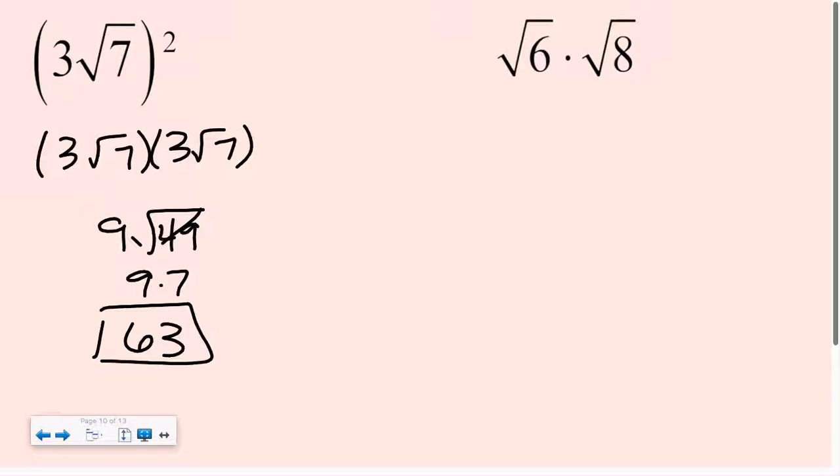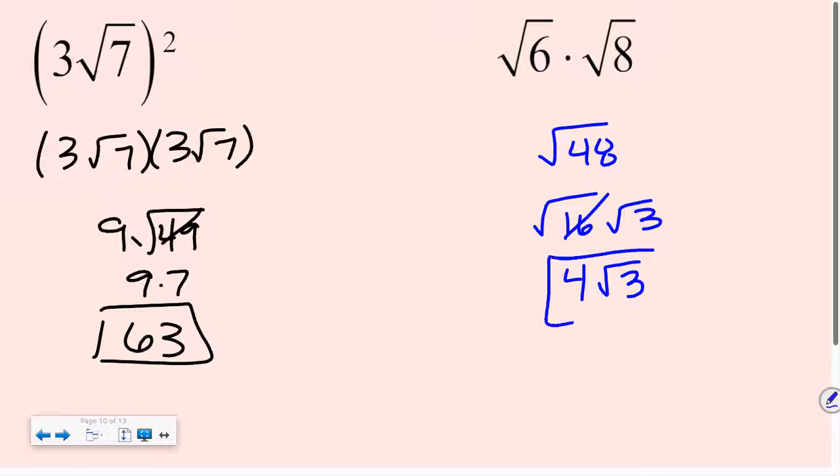Okay, that next one, square root of 6 times the square root of 8. Multiply those together. What's 6 times 8? So that becomes the square root of 48. And then you can break that down using your perfect squares. Did it already up above. 48 can be broken down into 16 and 3. Square root of 16 is 4. I don't know what the square root of 3 is. So that's 4 square root of 3.